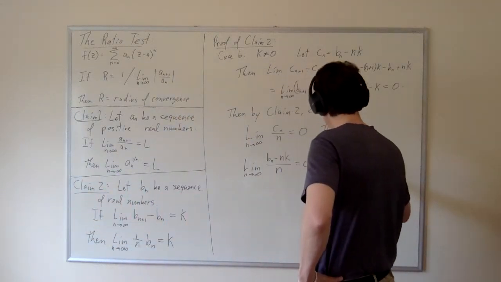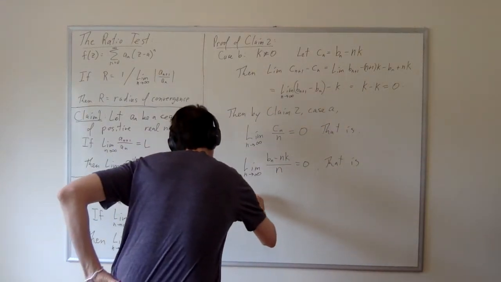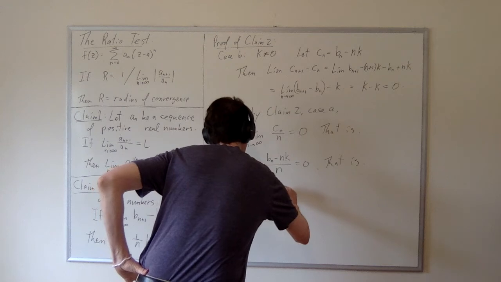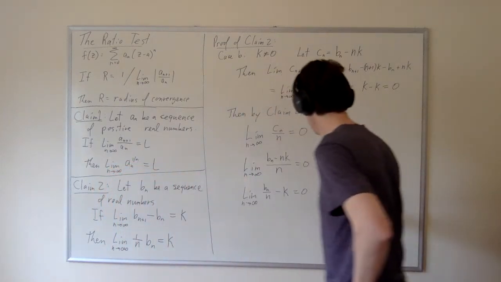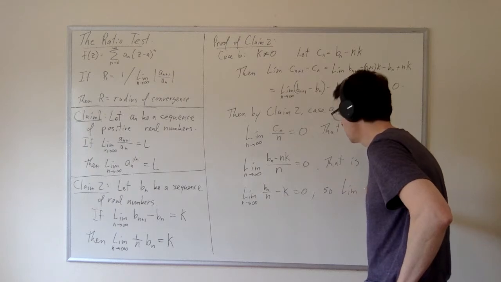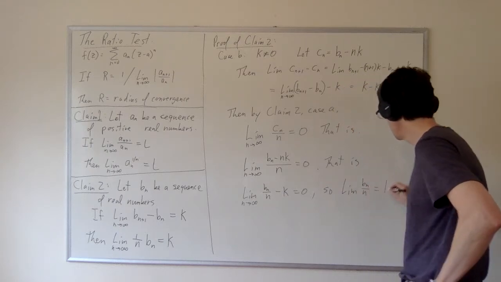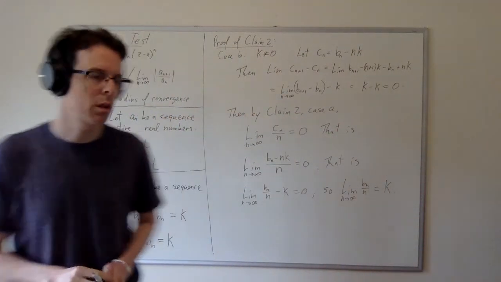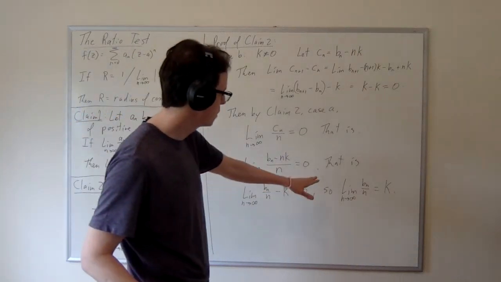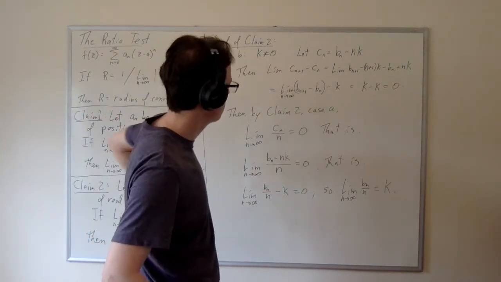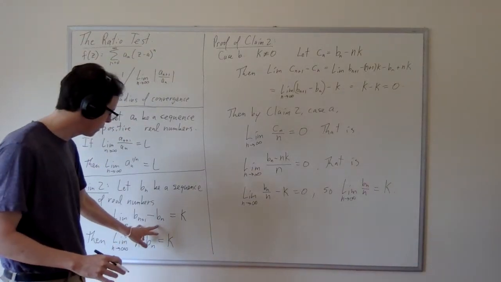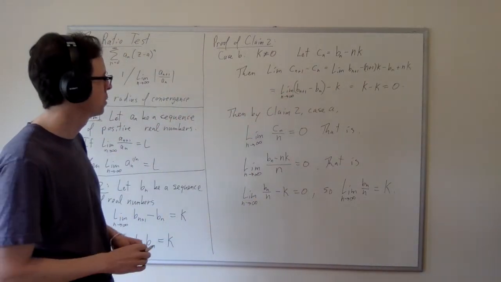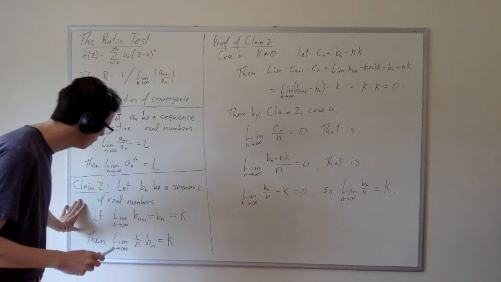And then, simplifying this fraction, the limit as n goes to infinity of b sub n over n minus k is equal to 0. So the limit of b sub n over n must be equal to k as n goes to infinity. Just add k to both sides, use limit laws. So there we have it. If the successive differences between b are inconvenient, then correct them and use case A, and you'll get the result. So that establishes claim 2.